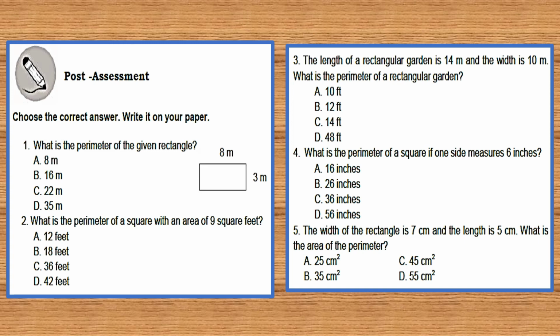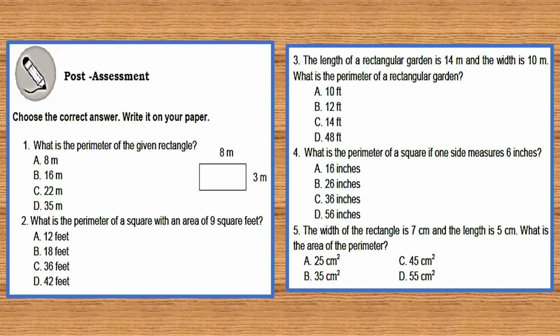Number 1. What is the perimeter of the given rectangle? A. 8 meters, B. 16 meters, C. 22 meters, and letter D. 35 meters. Number 2. What is the perimeter of a square with an area of 9 square feet? A. 12 feet, B. 18 feet, C. 36 feet, and letter D. 42 feet.